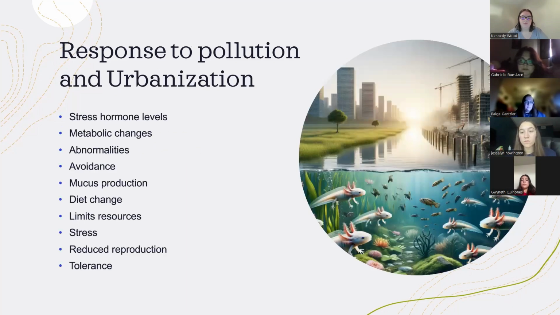Axolotls are adaptable but are struggling due to pollution and urbanization caused by humans, which are causing their populations to decline. This can cause some of the issues mentioned above, particularly during their larval and juvenile stages. Their mucus production helps protect their skin from contaminants. Urbanization further destroys their natural habitats, forcing them to change their diets and increasing their stress levels. Habitat loss also reduces breeding sites, leading to decreased reproduction.